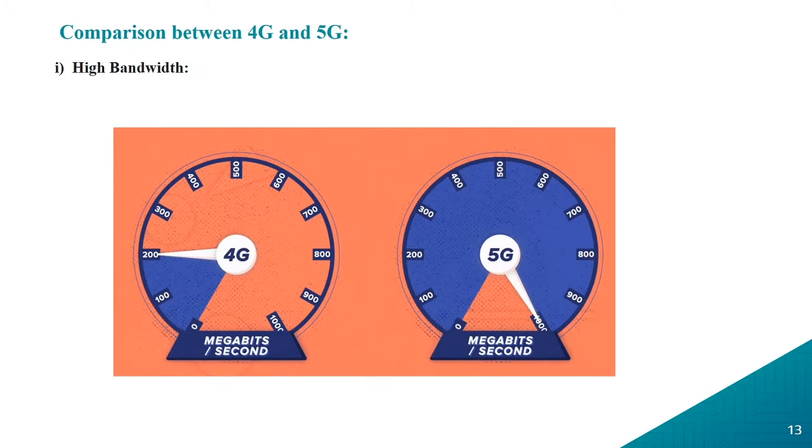Now we will see the comparison between 4G and 5G, and we'll see why and how much 5G is better as compared to 4G. With respect to high bandwidth, 4G could only muster about 200 Mbps of data throughput on a good day in perfect conditions, but 5G can handle about 1000 Mbps, basically 1 Gbps or more.